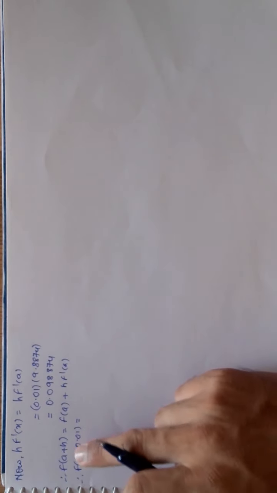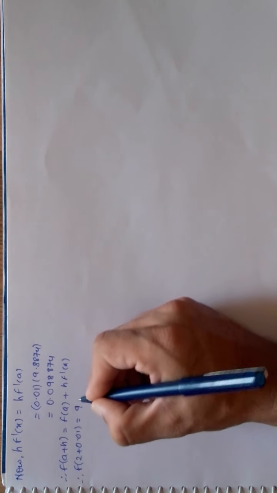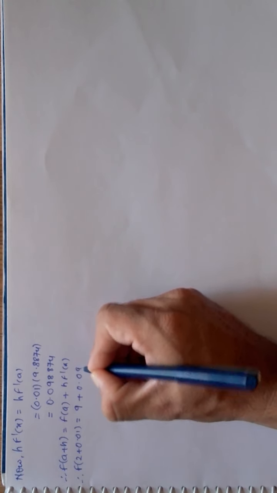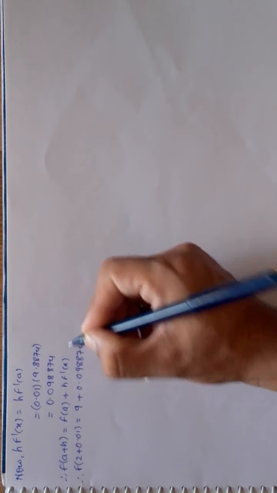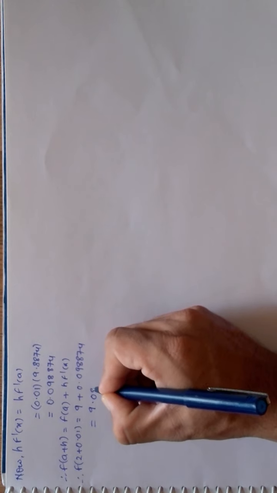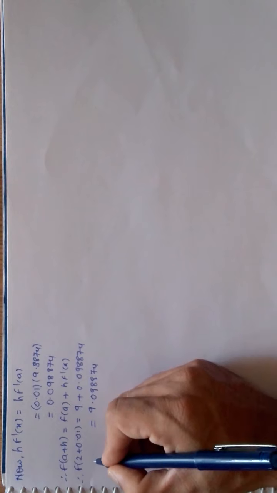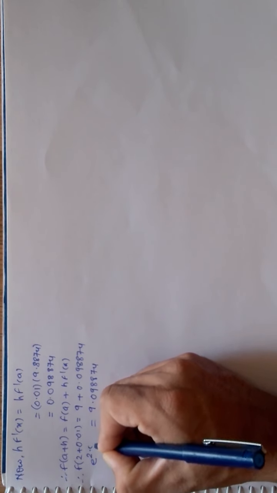So function of a plus h, a was 2, so h is 0.01. So function of a is your 9, and this is found out as 0.098874. So on addition you get this as 9.098874, which is nothing but e raised to 2.01.